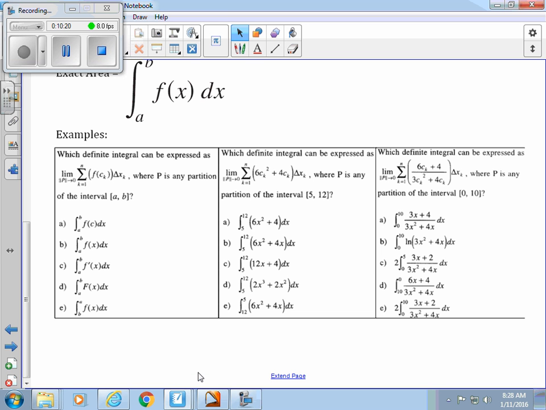The first one says, which definite integral can be expressed by the limit of the length of the partition going to 0 of the sum from k equals 1 to n of f of c sub k times delta x sub k, where P is any partition on the interval a to b. So we have to figure out what integral that is representing.